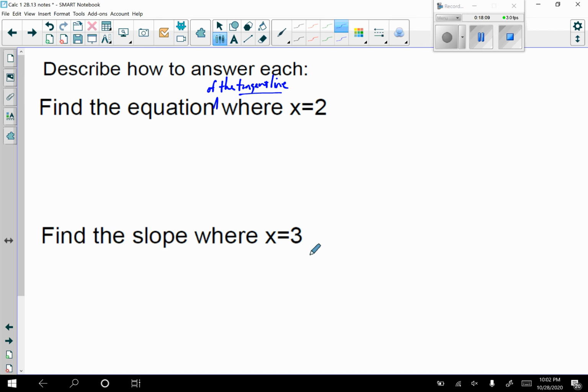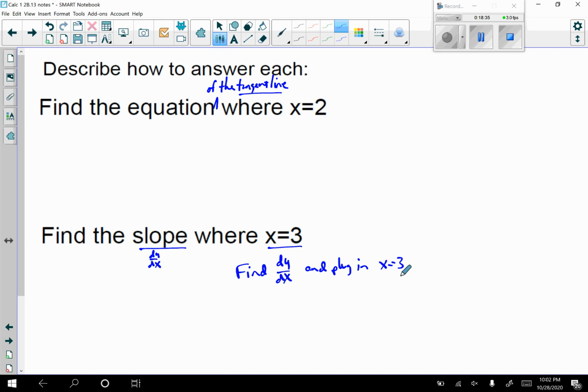Find the slope where x equals 3. Okay. I think you have the slope one first, the way I organized them here. So, well, slope is easier. Slope is derivative, so we need to know a dy dx derivative. So find the slope where it equals 3. That's a plug-in. So we have to find dy dx and plug in x equals 3.